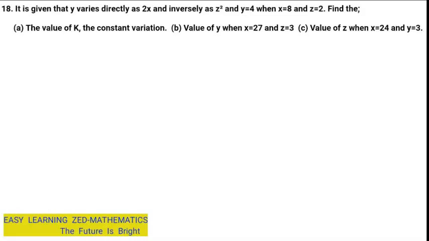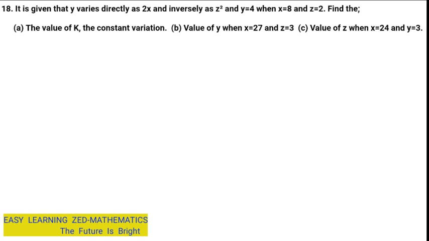Okay, question 18 was as follows. It is given that y varies directly as 2x and inversely as z squared, and y is equal to 4 when x is equal to 8 and z is equal to 2. Find A, the value of k, the constant of variation, B, the value of y when x is equal to 27 and z is equal to 3, C, the value of z when x is equal to 24 and y is equal to 3. So these are the 3 questions we are supposed to answer.